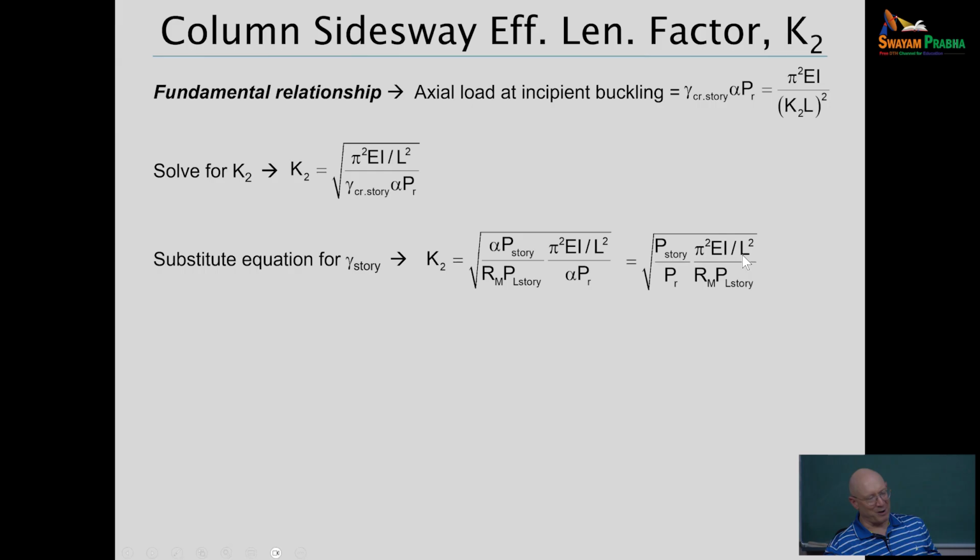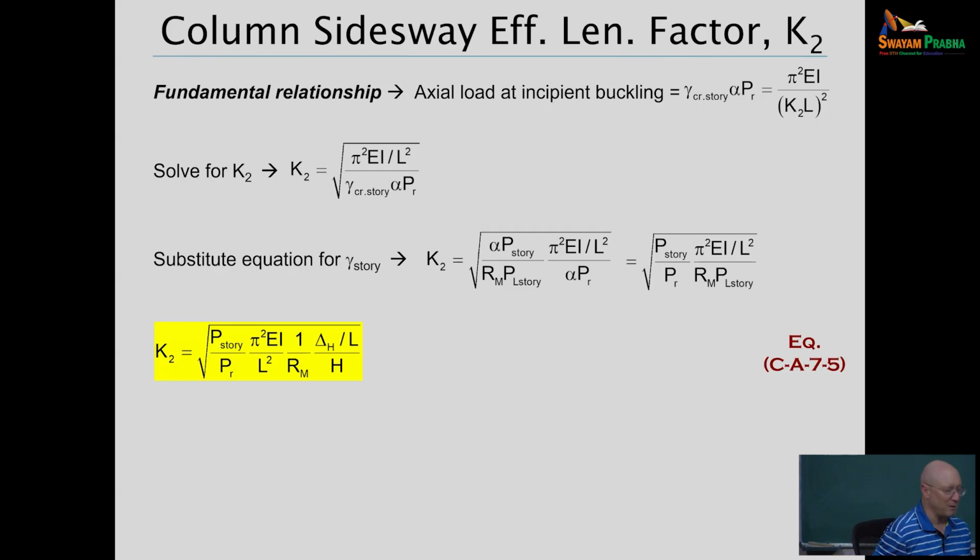We've got a pi squared E over L squared. Oh, that's just the Euler load for that column length. We've got an RM P story. Oh, that's the story elastic buckling, side sway buckling load. So if you've got those, you can calculate the individual column K2. And if we write it into the form that you see here, that's one of several equations for effective length factors in sway frames that shows up in the AISC specification commentary. In my view, this is absolutely the most useful of all of them. All of the other ones are fine. It's just like how many different ways do you need to calculate a K factor? I think you only need one, and it's this one.